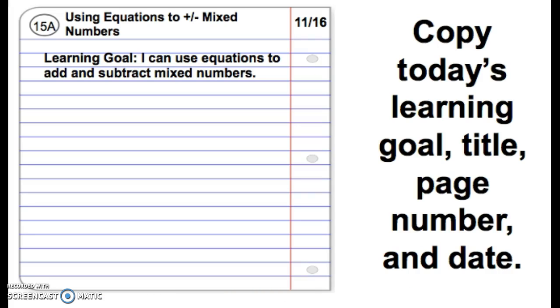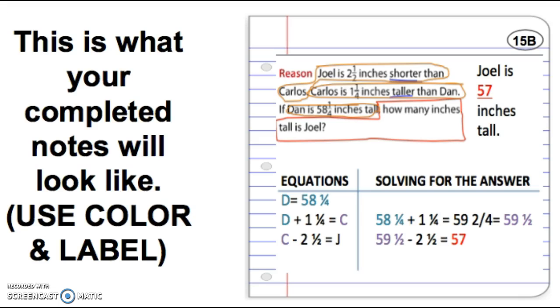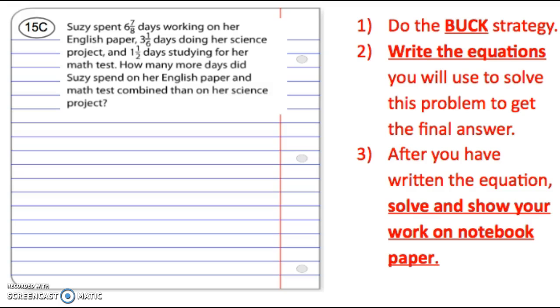Okay, so we will be starting on page 15. I do have 4 pages for each set of notes. On page 15A, which would be the first left page, you're going to label it like you see here. You're going to want to write your title at the top, the page number here, the date in the right corner, and then your learning goal there. You will write your notes on page 15B, which is the opposite page of 15A. This is what your final notes will look like, and you will need to use color and label.